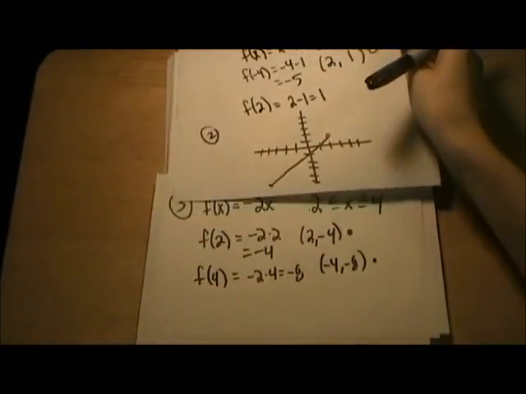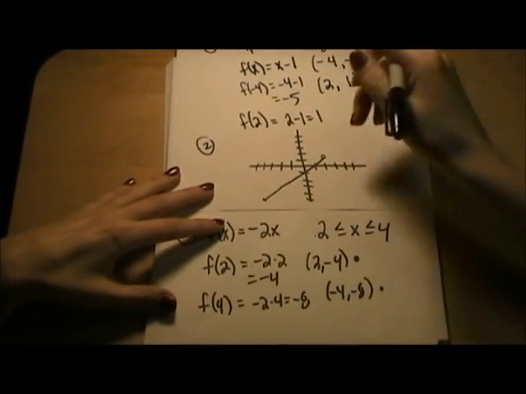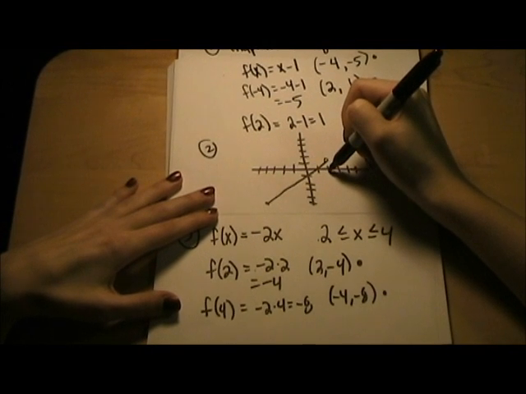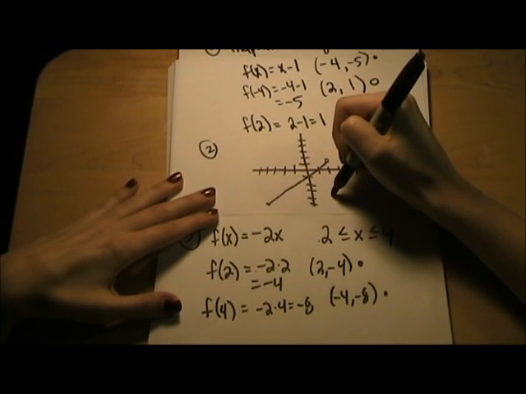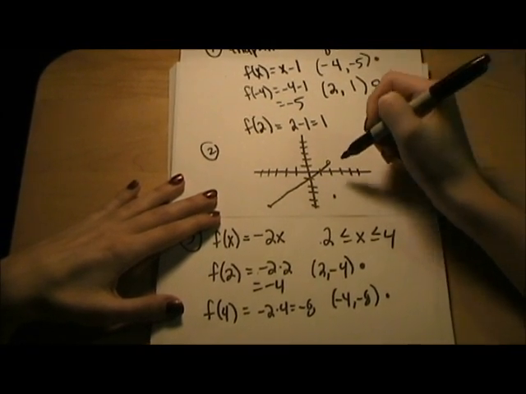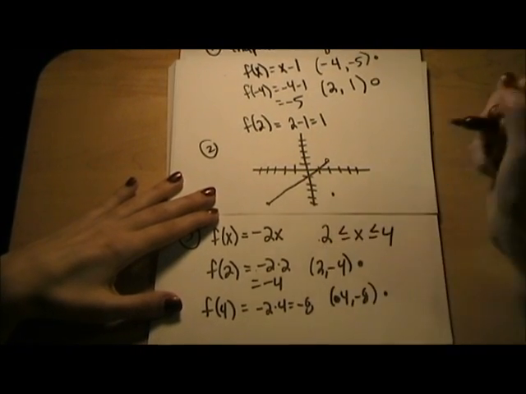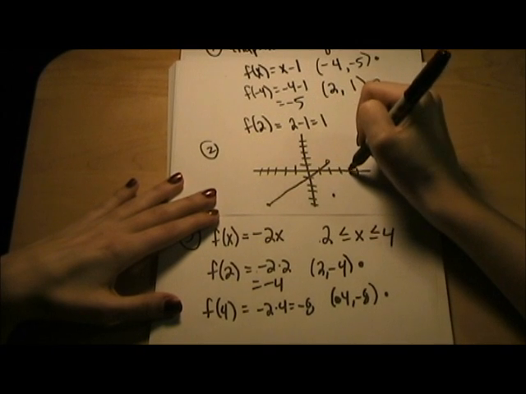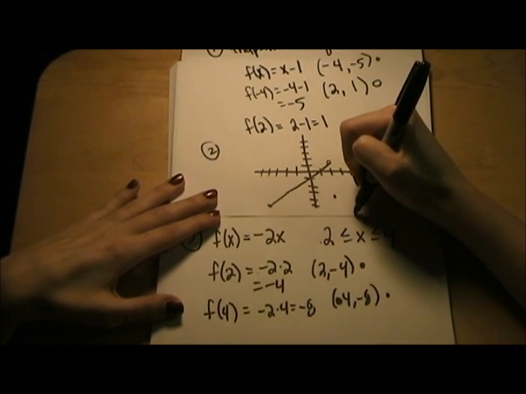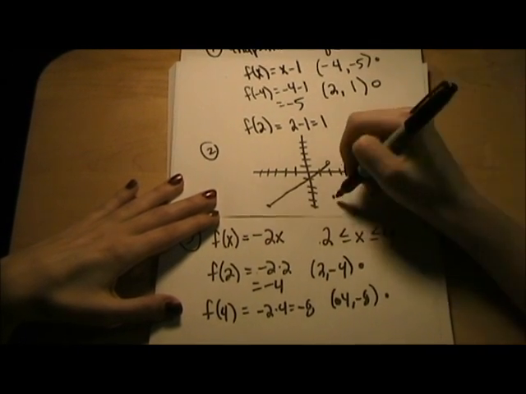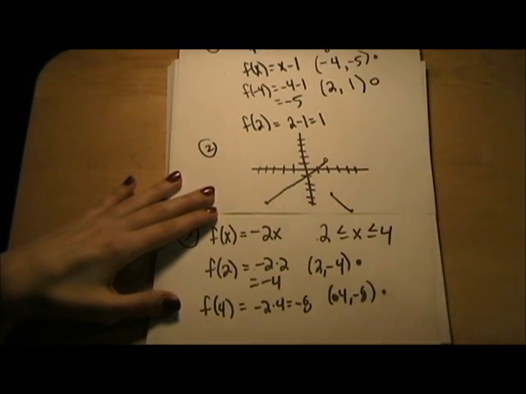So if we go back to the graph, 2, negative 4 will be here. Negative 4, oh, that should be positive, excuse me. Positive 4, 1, 2, 3, 4. Negative 8 will be down there, closed, and x is between the two.